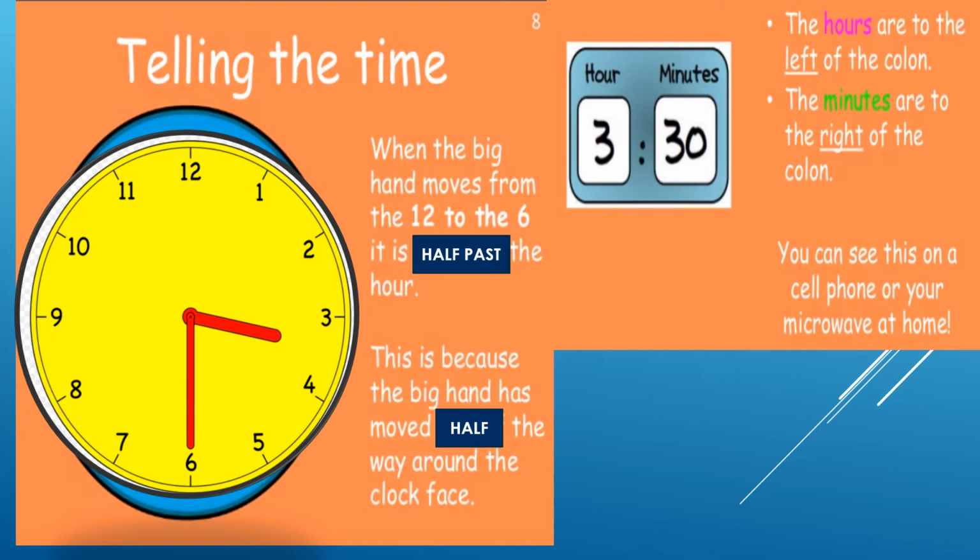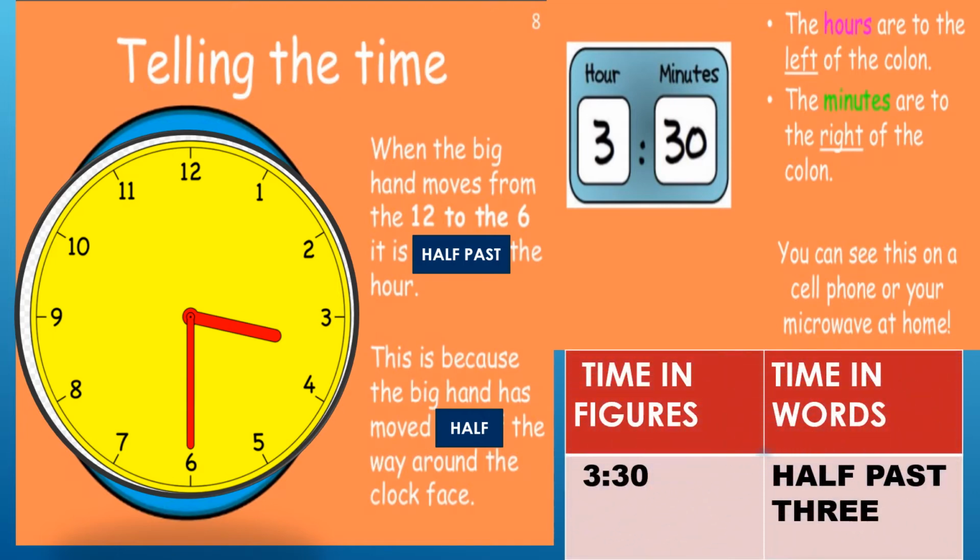Now how do we write it in words? In words we write half past 3. It means half an hour has passed after 3 o'clock. In this way, we read the time for half past hour.